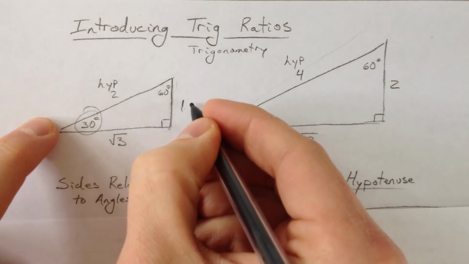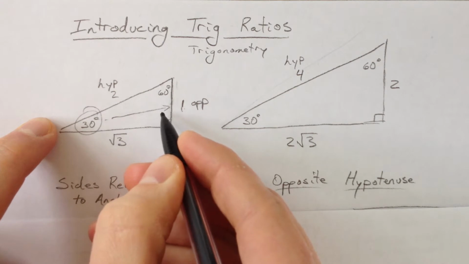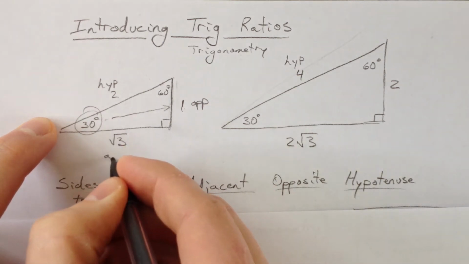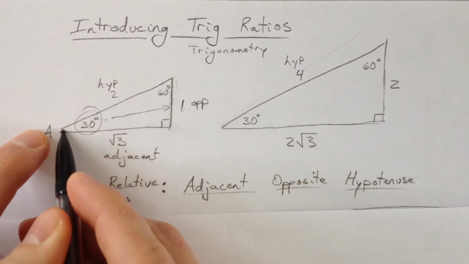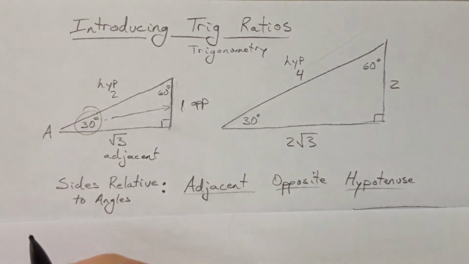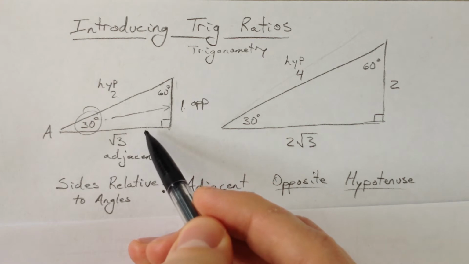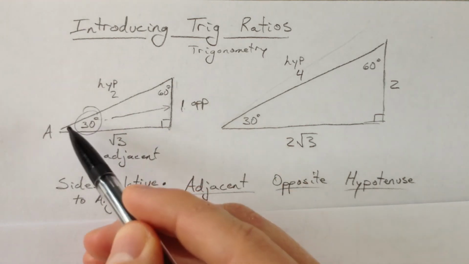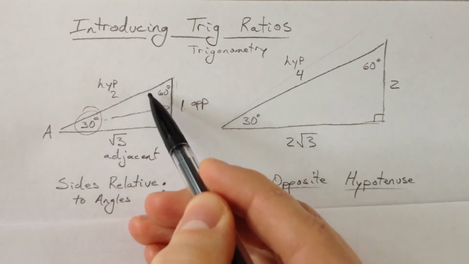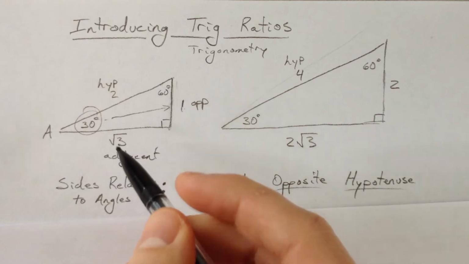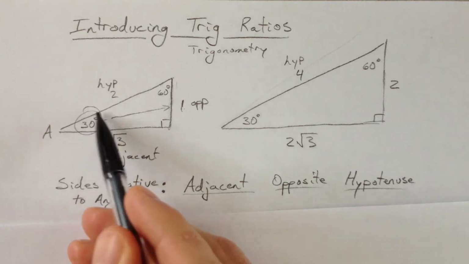Now, the 1 is going to be the opposite because it is opposite the 30-degree angle. And then the root 3 is going to be adjacent to the 30-degree angle because it's next to it, it's adjacent. Now here's the confusing part, because there's always going to be two sides that are adjacent. But the not so confusing part is that the hypotenuse is always the special adjacent one, and so one of the adjacent sides will always be special, will always be the hypotenuse. So root 3 we call the adjacent side. Now that's only if this is the angle we're talking about.